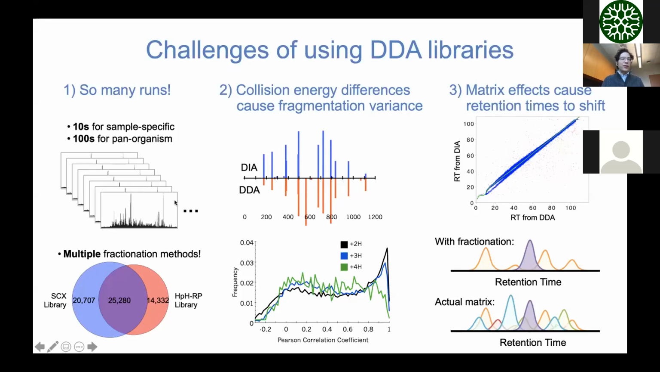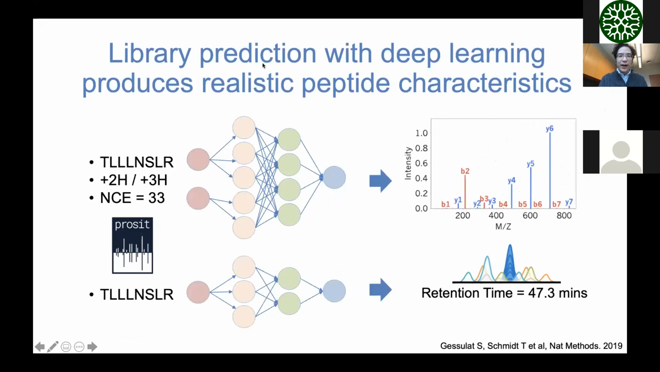So there are two other types of approaches that I'd like you to consider rather than thinking about building DDA libraries. One of them is to do peptide predictions using library engines like PROSIT. And the second one is to build your libraries using DIA data instead of DDA data. So that's a great question. We'll get to that right now, actually.